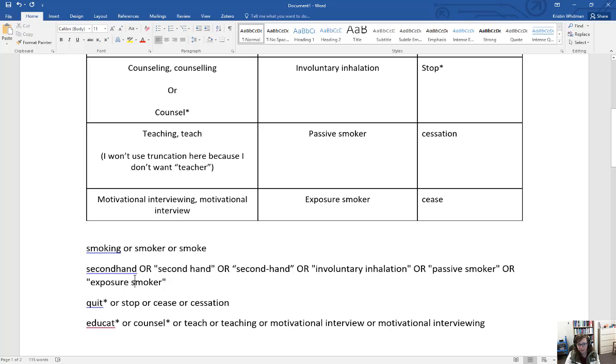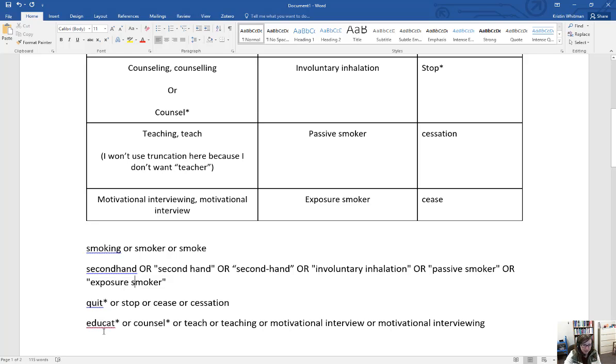I don't need all of them to appear in the record. So I'm using the OR operator, which tells the computer this or this or this or this. They're all related concepts. They're all synonyms. You only have to find one of them, and then the record can come back.